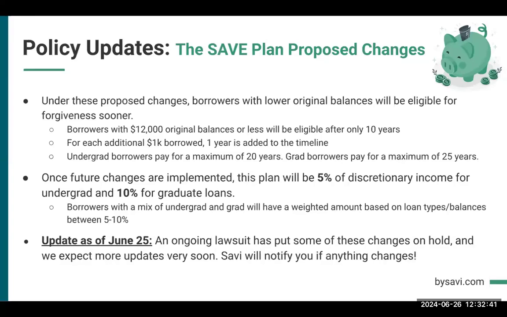In addition, as part of these changes, payments would be lowered for some borrowers. If you had only undergraduate loans, your payment would be reduced to 5% of your income. If you have grad loans, you would stay at 10%. Anyone who has grad and undergrad would be between 5 and 10% based on the breakdown of your loan types and balances.